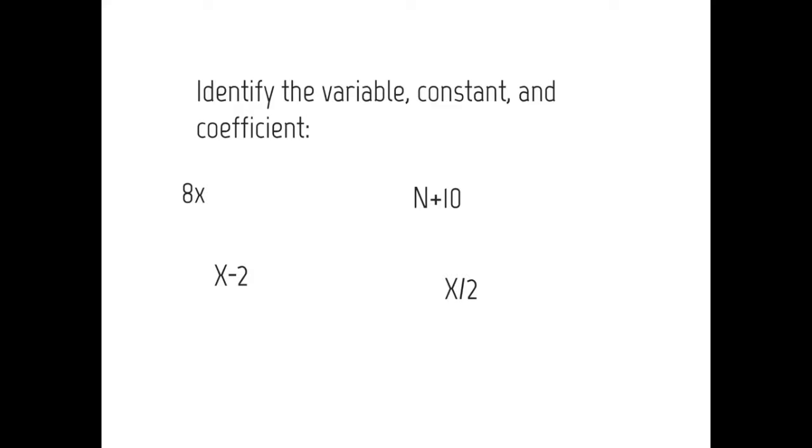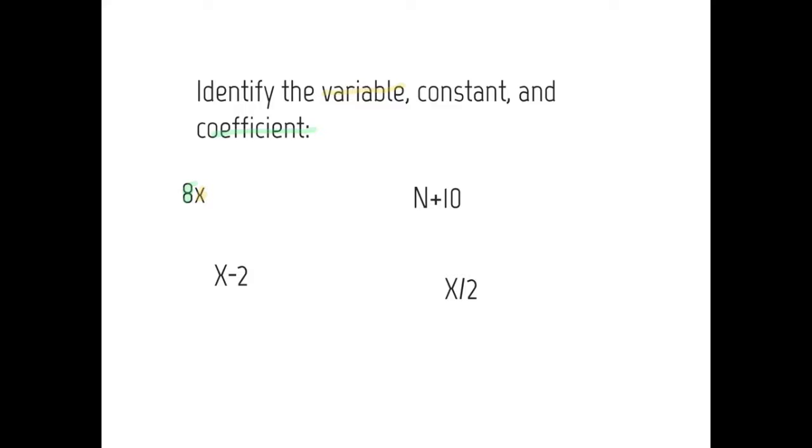In number 1, can you identify for me the variable? The variable we're going to highlight in yellow. What's the variable in number 1, Mubashir? X, very good. What about the constant? Is there a constant in number 1? There is not. What about the coefficient? Isaac? 8. Remember, the coefficient is any number being multiplied by a variable and only multiplied by a variable.